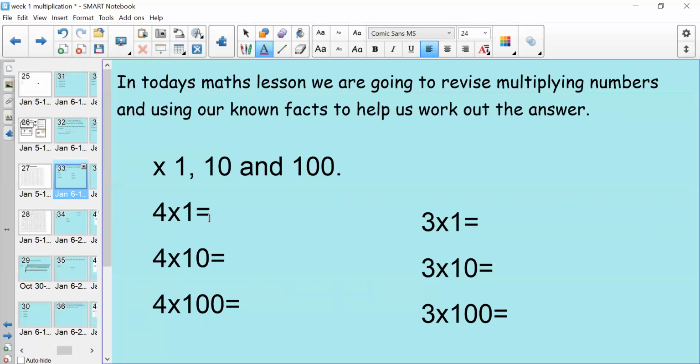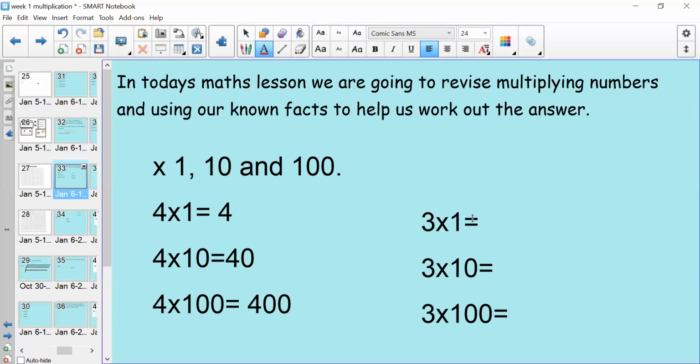Okay, perfect. So we know that 4 times 1 is 4. Most of you know that it's the 1 times table. We know that anything multiplied by 1 is itself. So because we know that, we could work out 4 times 10, which is 40. Therefore, we could work out 4 times 100, which is 400. And like we've said before, there's a pattern that happens. Each time you're multiplying by a bigger number, the answer is also getting bigger.